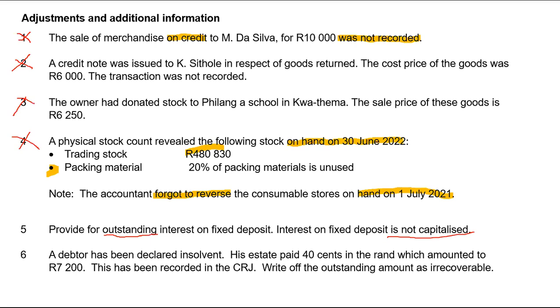Please be on the lookout for part 2 of this video, because I'm going to finish all the adjustments. We are preparing the statement of profit or loss or income statement and the notes to the financial statements, as well as the statement of financial position, aka the balance sheet. I'm just going to finish up to number 6.